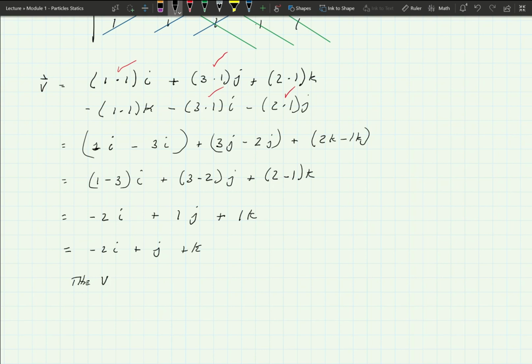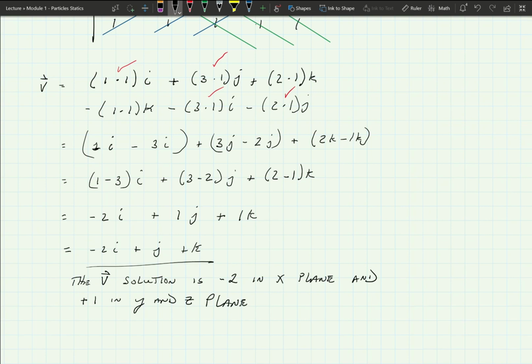And what this means is the vector V solution is negative 2 in the x-plane, plus 1 in the y and z planes. And that is your solution to that. And that's how that works.